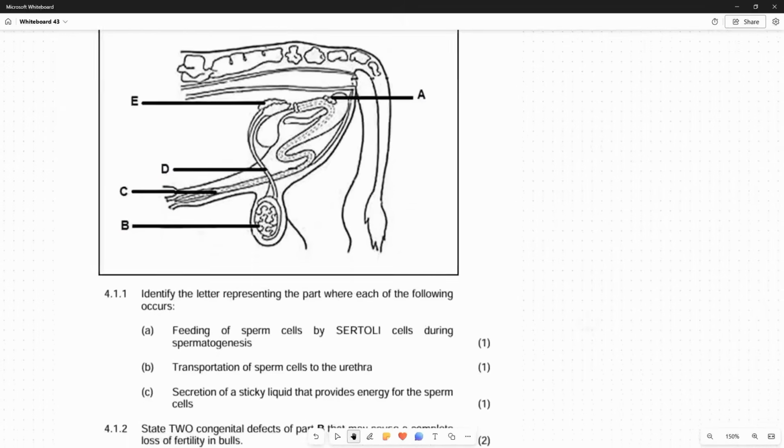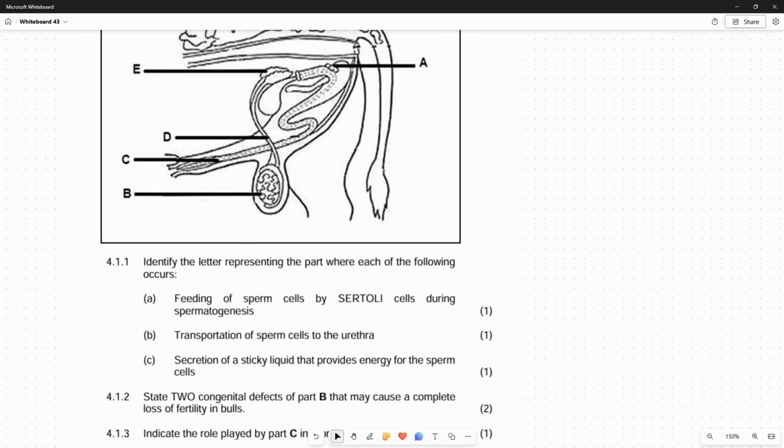So A, it says, for instance, feeding of sperm cells by Sertoli cells during spermatogenesis. So the Sertoli cells are found in the seminiferous tubules, and the seminiferous tubules, we know they are in the testes. So the answer here would be B, because our Sertoli cells are in this part, in the testes here, the seminiferous tubules.